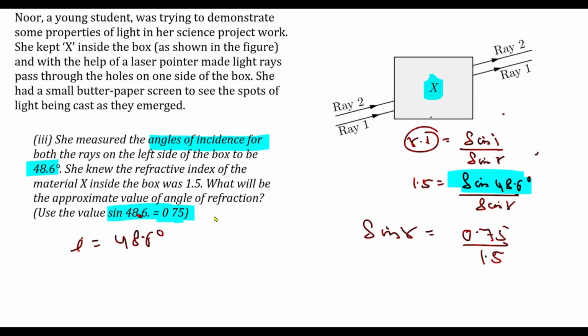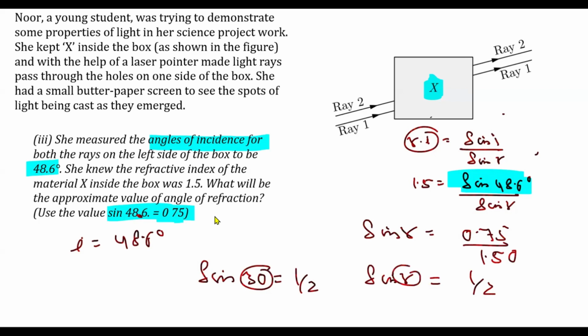So 1.50 I can write here, which is nothing but half. So we got sine R is equal to half. And for what value is sine half? It's sine 30, right? Sine 30 degree is equal to half. So from here we can say that R is 30 degree. I think you can figure that out. That's not a difficult thing. If you have done trigonometry, it's very easy to do.